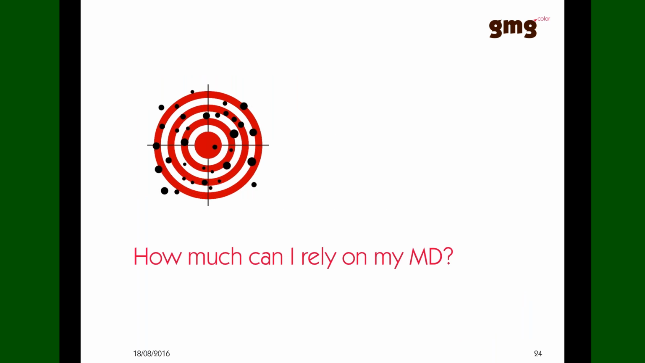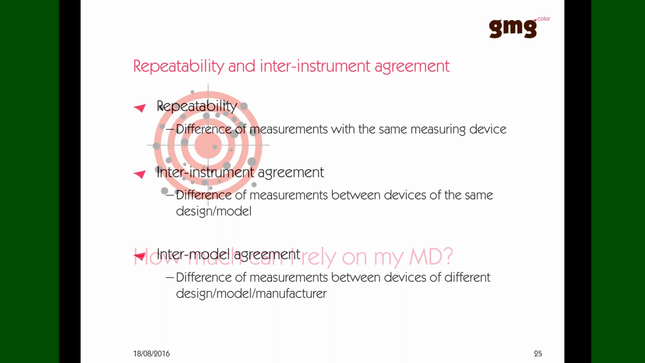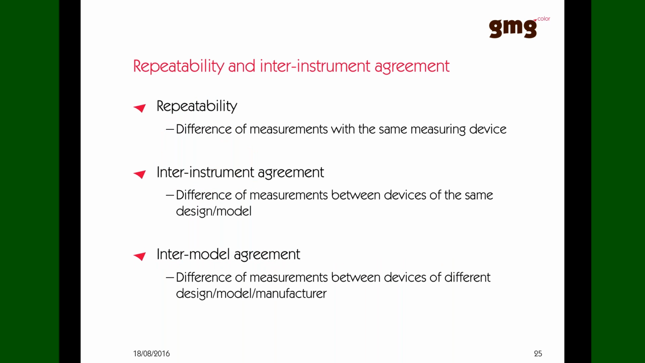Now let's talk about how much we can rely on our measuring devices. When we are talking about reliability of measuring devices, there are basically three types that we can talk about. First we have the repeatability. The repeatability describes when you have the same measuring device and you measure the same patch over and over again, how close, how comparable are those measurements of the same sample to one another? So how good is your measuring device? How stable is it from measurement to measurement?